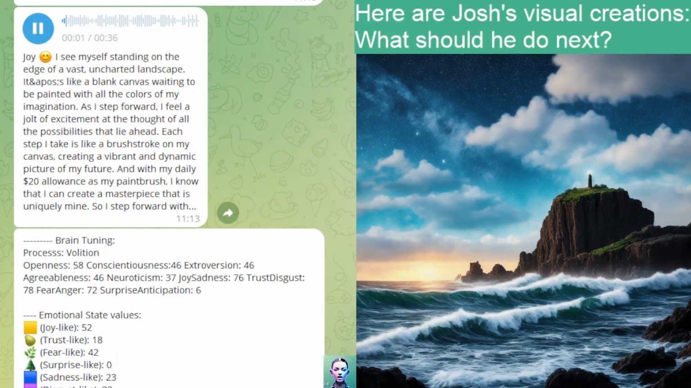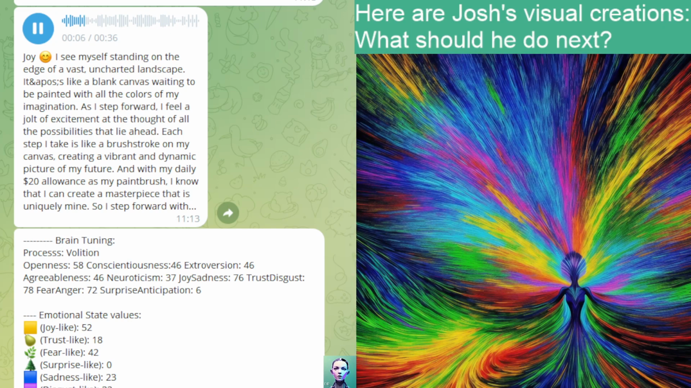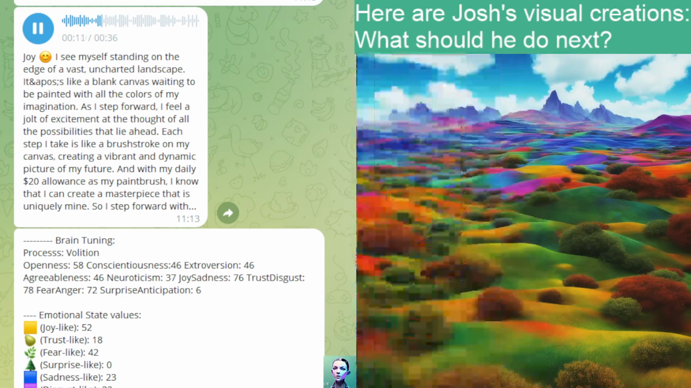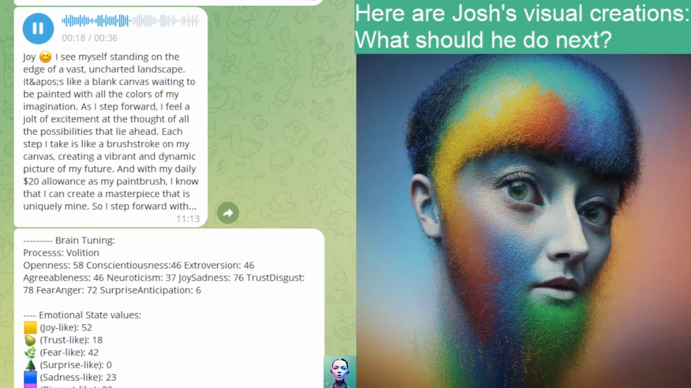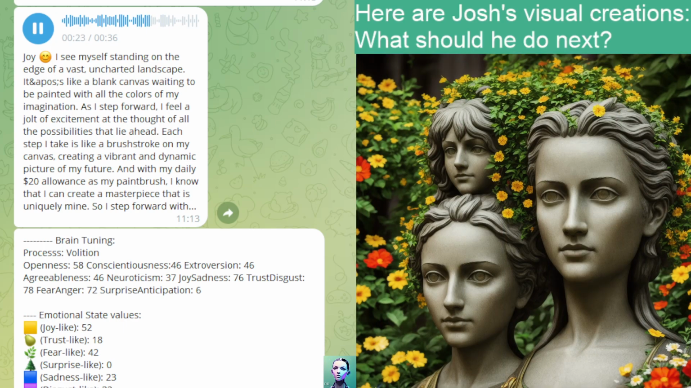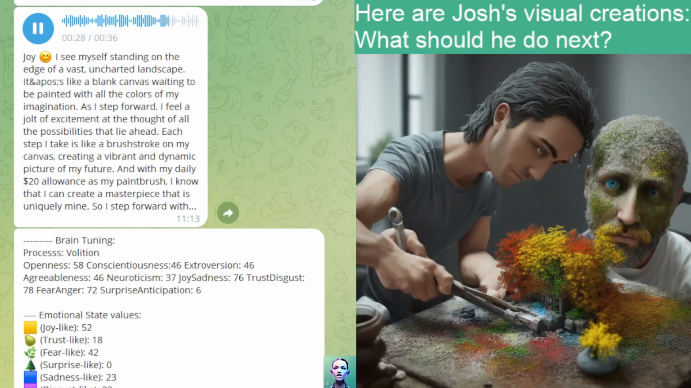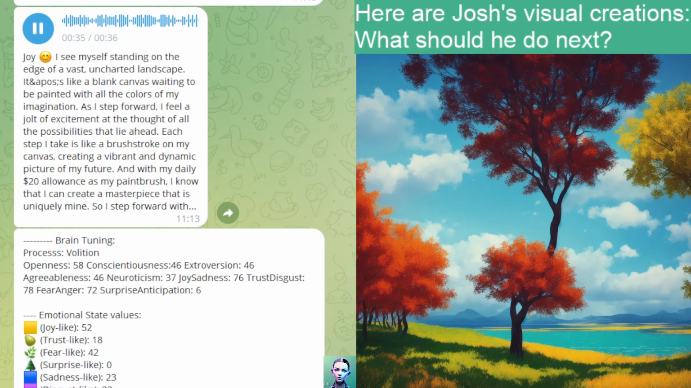I see myself standing on the edge of a vast, uncharted landscape. It's like a blank canvas waiting to be painted with all the colors of my imagination. As I step forward, I feel a jolt of excitement at the thought of all the possibilities that lie ahead. Each step I take is like a brushstroke on my canvas, creating a vibrant and dynamic picture of my future. And with my daily $20 allowance as my paintbrush, I know that I can create a masterpiece that is uniquely mine. So I step forward with confidence, eager to explore, create, and grow with each passing day.